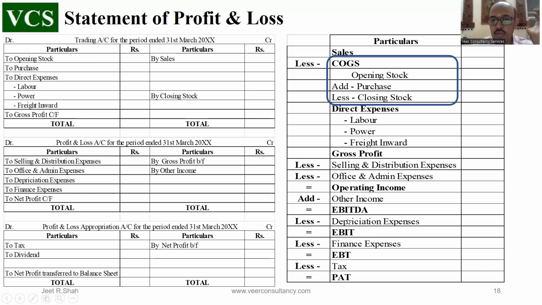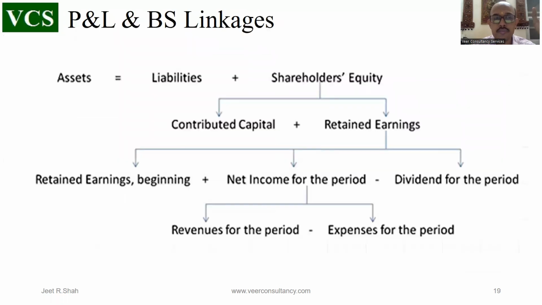From the EBITDA, you remove the depreciation part of it. You get the EBIT, that is earnings before interest and tax. From EBIT, you remove the finance expense, that is the interest expenses. What you get is the EBT, earnings before tax. From the EBT, you reduce the tax, you get the profit after tax, which is very critical for any company. Now, so this was the vertical representation of the profit and loss account.